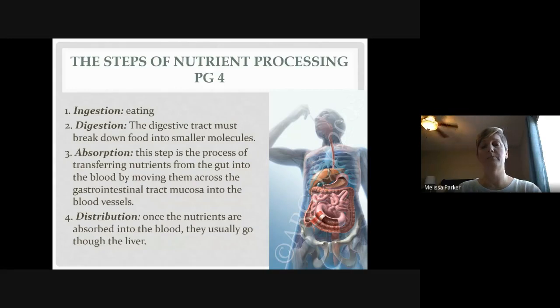So the only processes that our GI tract is responsible for are ingestion, right? The process of taking the food in. Digestion, where we have things like hydrochloric acid and different enzymes that help to break food down from those big structures to those small structures. Once they're small, then we're going to go through absorption through the mucosal lining. All of that is the GI tract, but distribution is done through our circulatory system. And that's kind of like the highway that takes those nutrients to the different tissues all over our body.